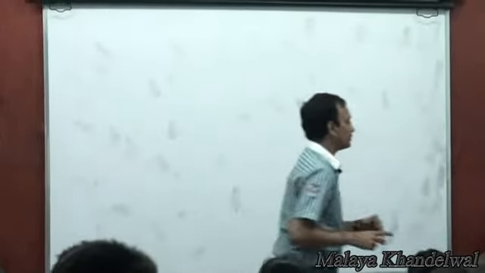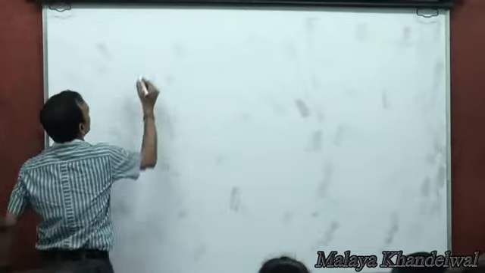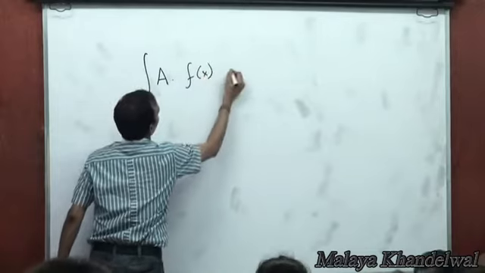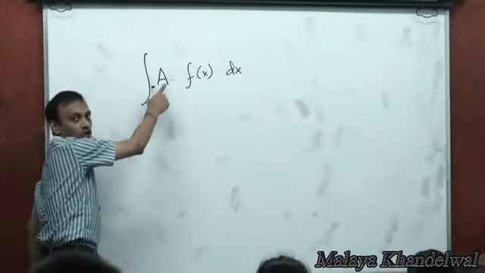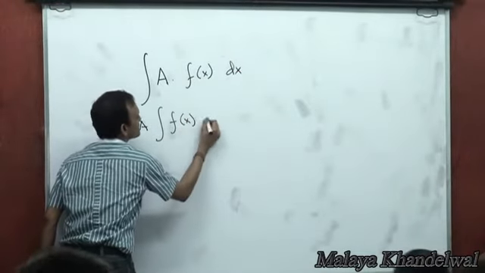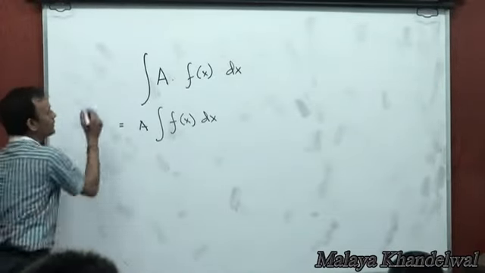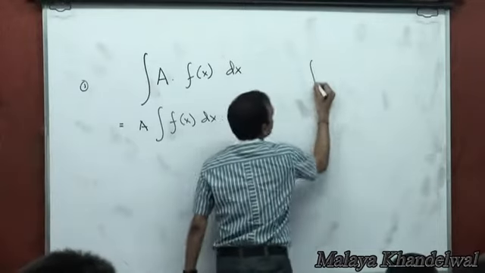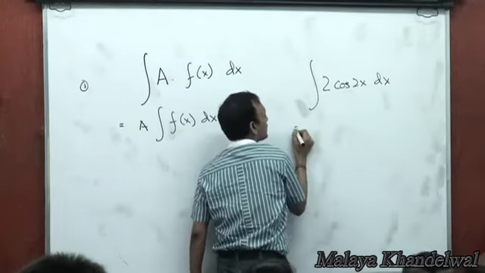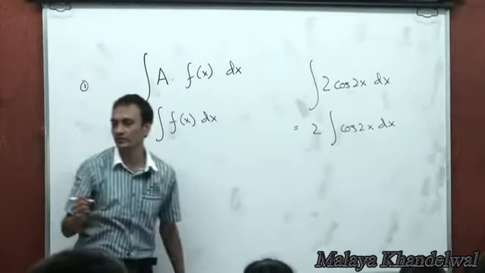All right. Now, certain basic rules of integration, just 5 minutes. One thing is integral of a times f of x dx, where a is a constant. If a is a constant, this a can come out of the integral sign. This would be a times integral f x dx, where a is a constant. That's rule number 1. That means if I want to integrate 2 cos 2x dx, then this 2 can come out. 2 times integral cos 2x dx. This 2 can come out of the integral sign.